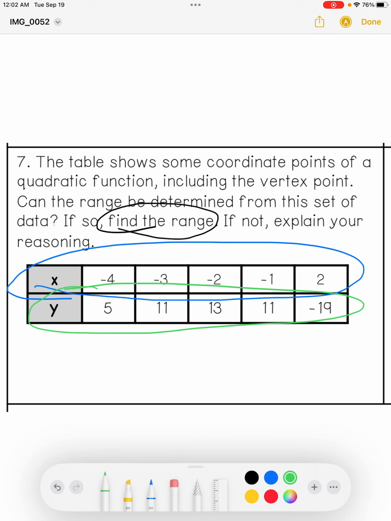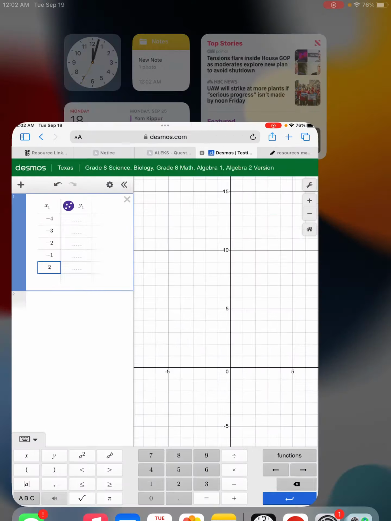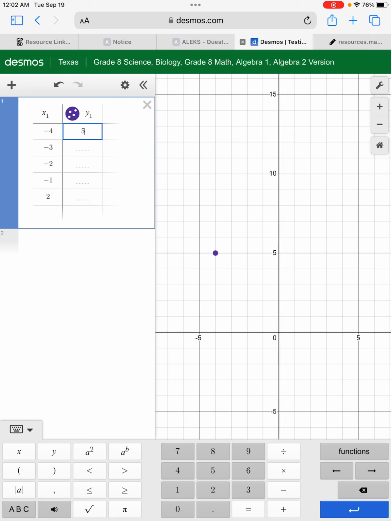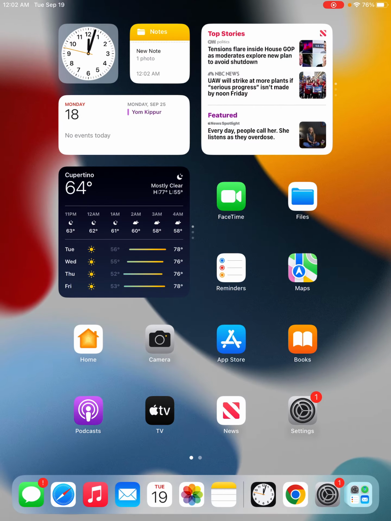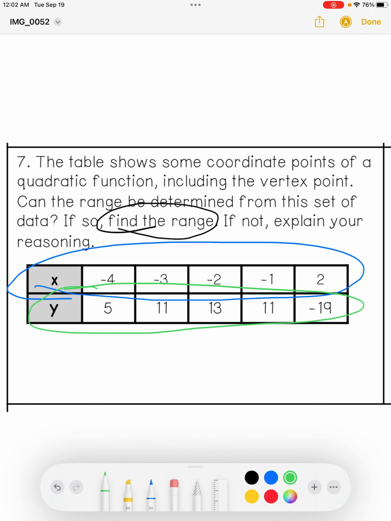Okay, and then we also have our y values: 5, 11, 13, 11, -19. Let's see if I can remember that. 5, 11, 13, 11, and I want to say it was -19 is what they gave us. Let's double check. Alright, perfect.